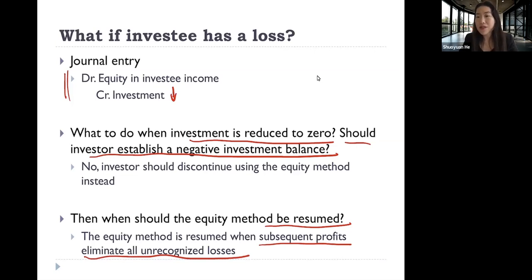So even though the investor stopped using the equity method, it still keeps a book of how much loss the investee has recognized and how much loss it should recognize for itself. It is still keeping track of all of those unrecognized losses. When the investee begins to make profit again, and the subsequent profit is enough to eliminate all of the unrecognized loss, that is when the investor can resume using the equity method. So this is the loss situation.